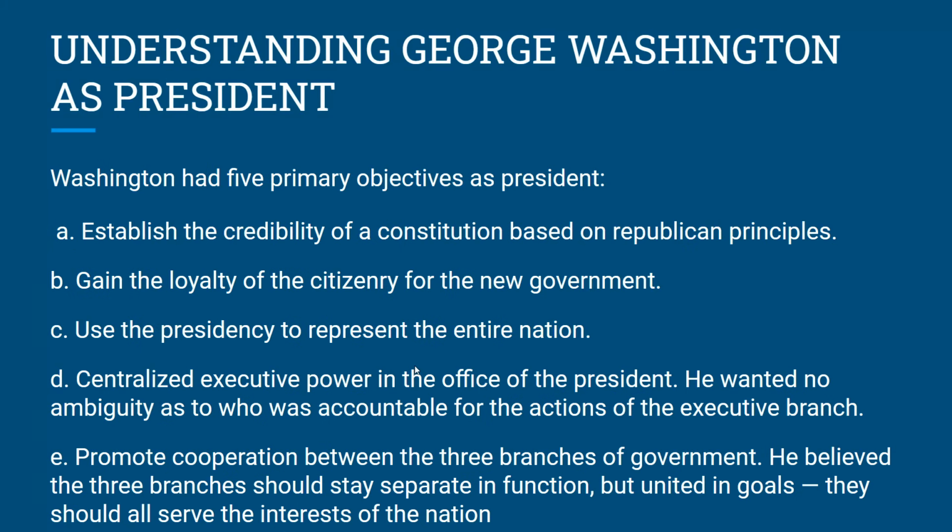So understanding George Washington as president, Washington basically had 5 primary objectives as president. You got to think about what was the priority. One, he had to establish the credibility of the Constitution, a Constitution that was based on Republican principles. He is now the captain of the government. He's the captain of the team, and he needs to establish credibility of the new government.